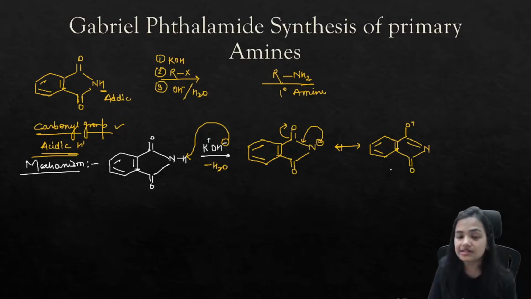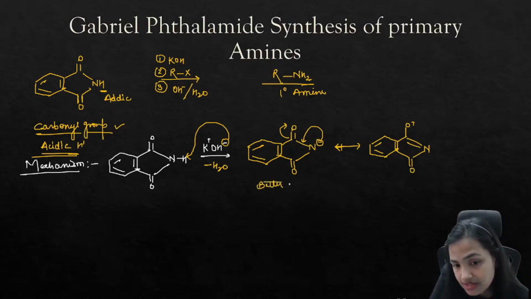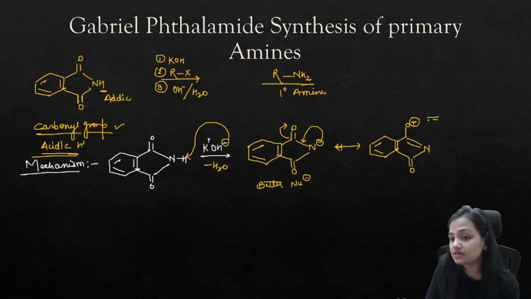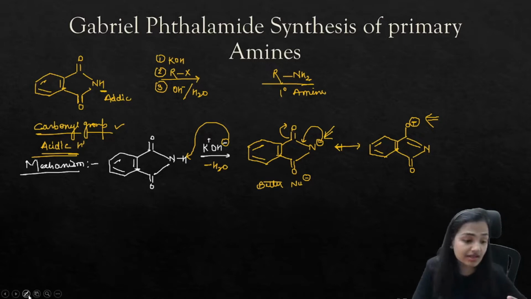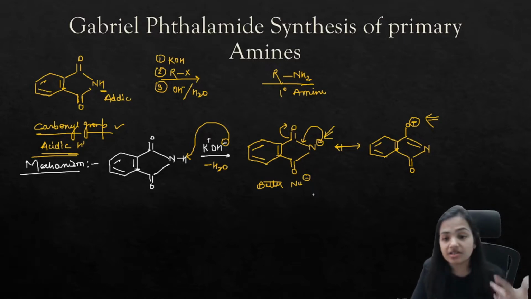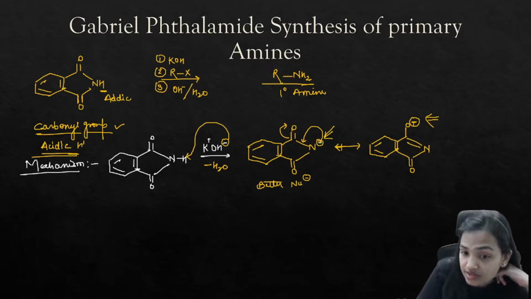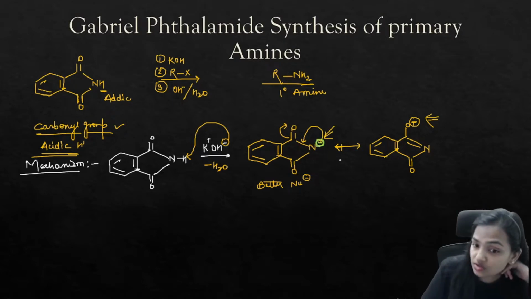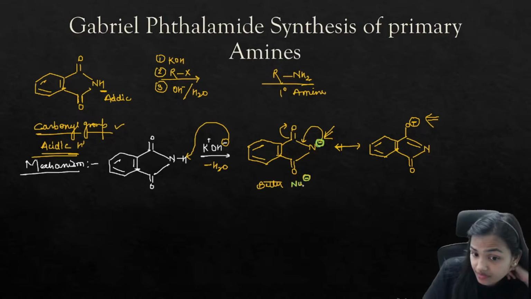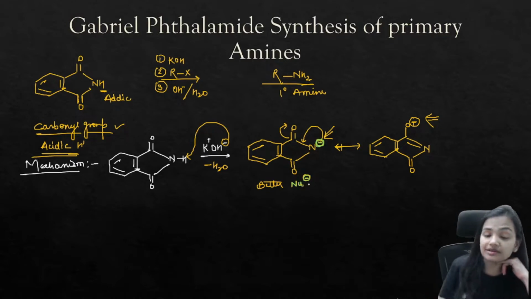Now if I say that these are the two resonating structures, which is a better nucleophile? This is a better nucleophile. Why? Because negative is more stable over the oxygen atom. So here negative is over the oxygen, here negative is over the nitrogen. So nitrogen, being a less electronegative atom, is a better nucleophile. So the negative charge over nitrogen is a better nucleophile. Okay, it will have a better reactivity.